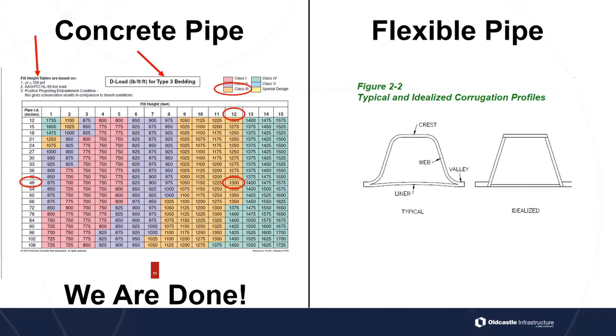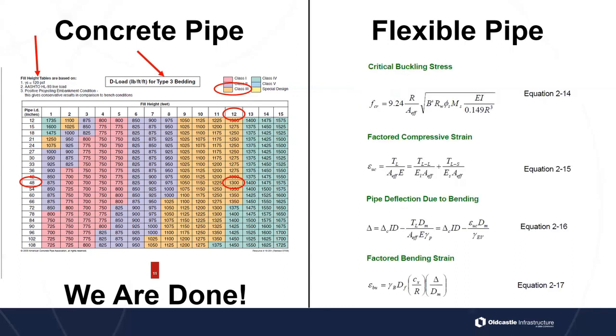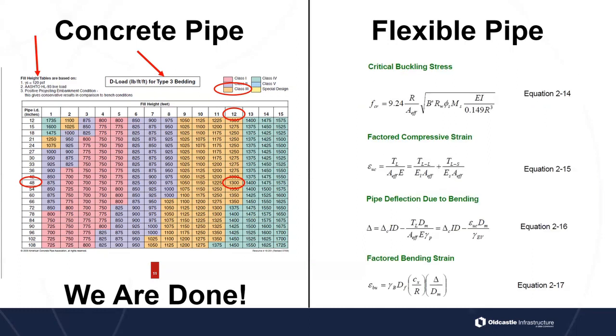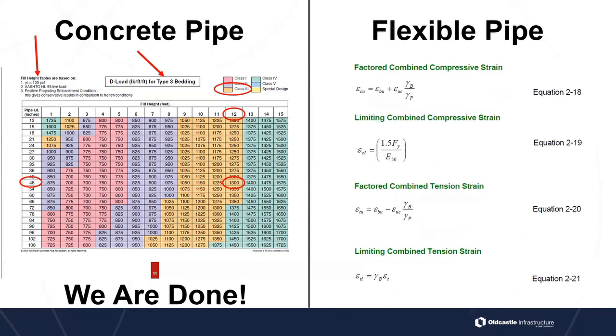You're going to take that idealized corrugation profile and apply it to calculate the effective area of that corrugation. Once you have the effective area, you can use it to calculate your stresses and your strains. If you see that A_EFF, that's your effective area according to that idealized corrugation profile. You can use it to calculate your critical buckling stress, your factored compressive strain, your pipe deflection due to bending, and your factored bending strain.